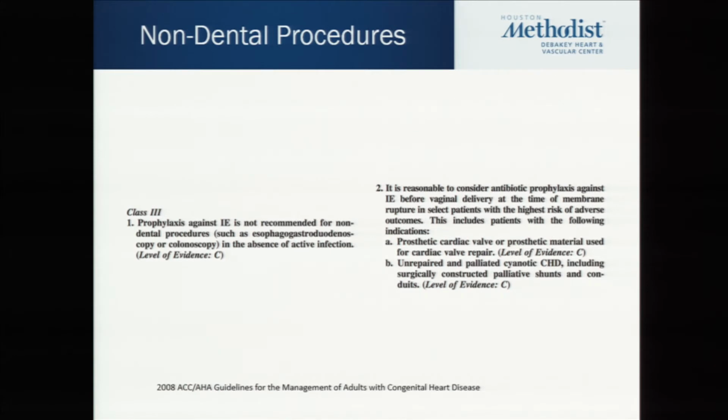And then there are some class 3 guidelines, which are lower-level guidelines. When it comes to patients having vaginal deliveries, if you have a prosthetic valve, or if you have unrepaired or cyanotic disease, it's reasonable to have antibiotic prophylaxis there. We typically don't give antibiotic prophylaxis during uncomplicated vaginal delivery. We do during C-sections typically.